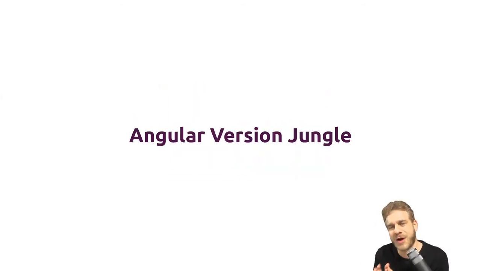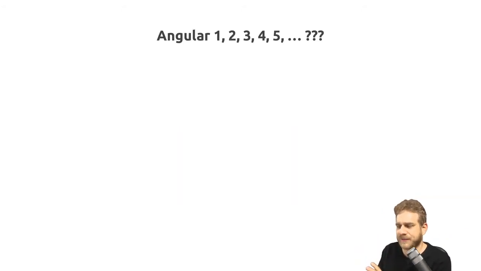Let's start with one thing that sometimes leads to a lot of confusion: the Angular version jungle. We got Angular 2, 4, 5, 6, soon at least. So what are all these versions about? Well, let's have a look.